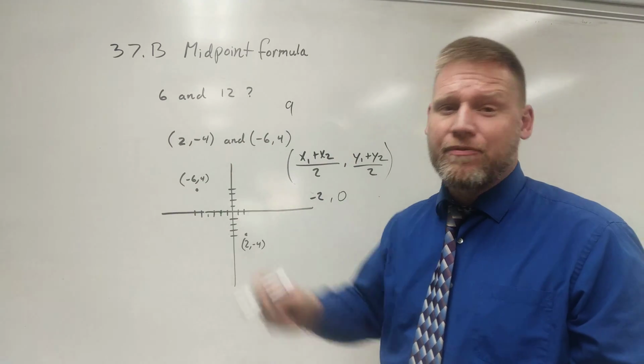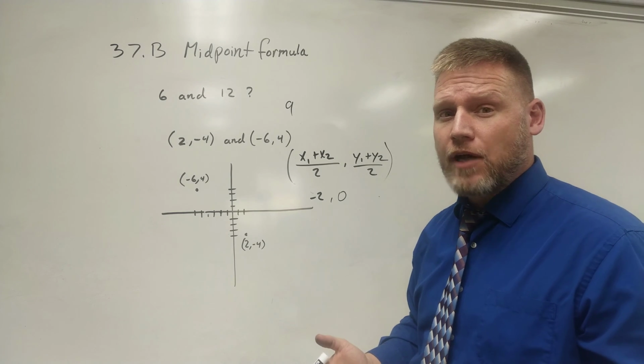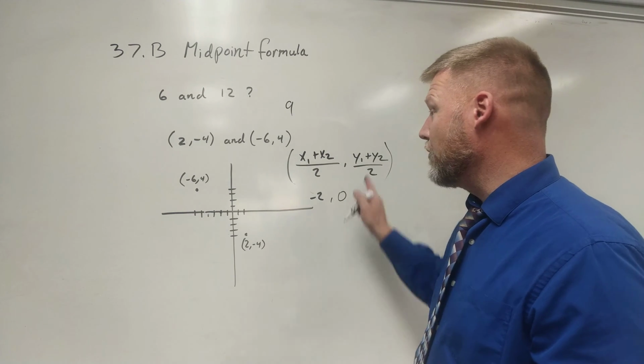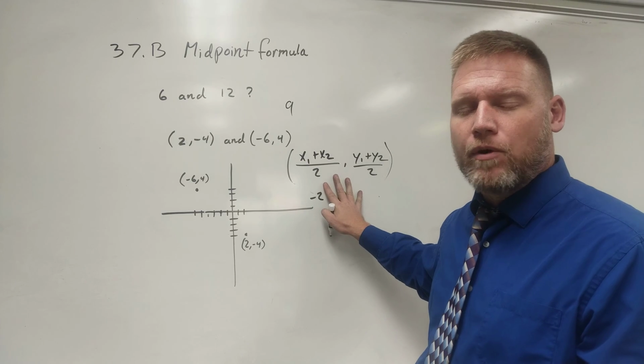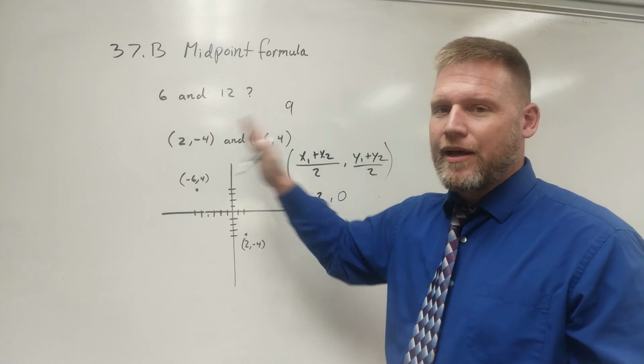Midpoint is average. You can average the x's, average the y's. You'll end up with an x, y value that is the midpoint for each. And this is the formula if you want to memorize it, or you can just remember, I just average the x's, average the y's.